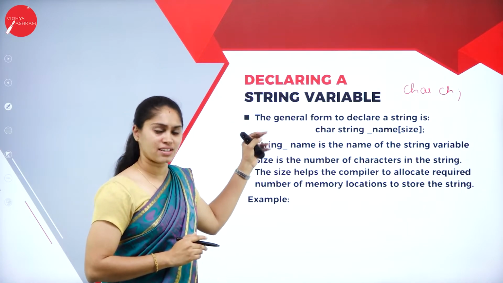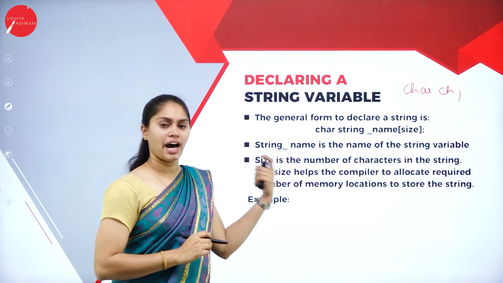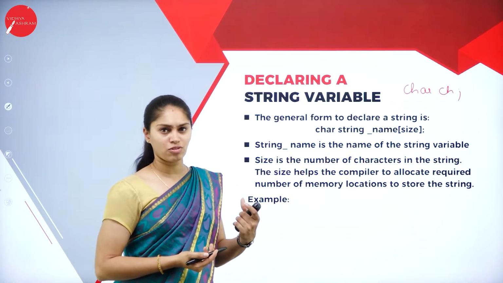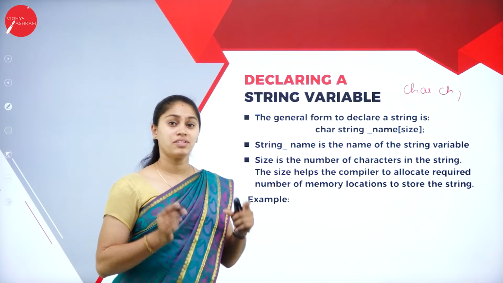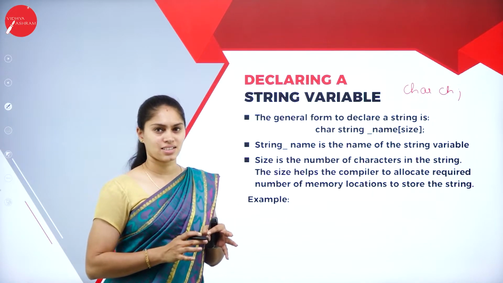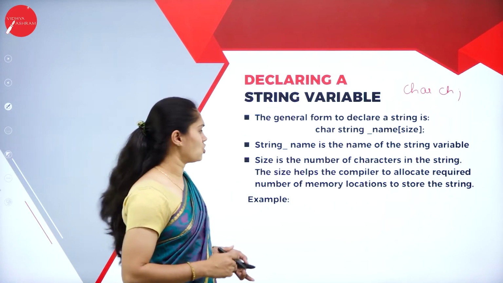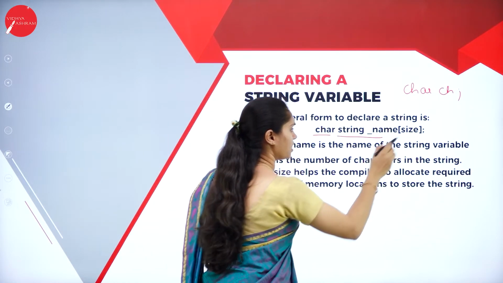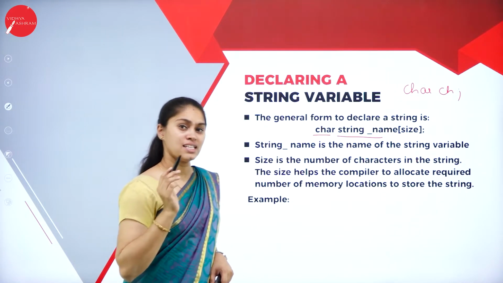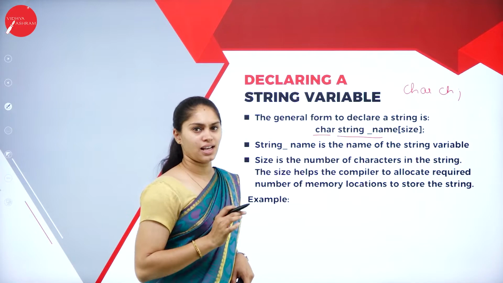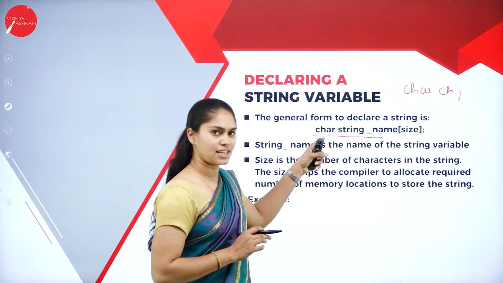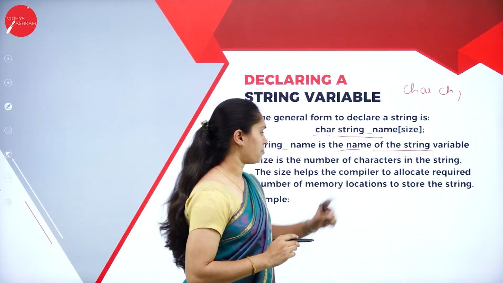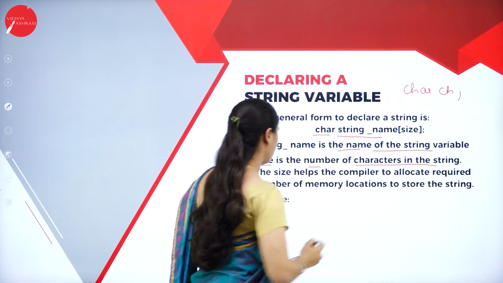If I want to have a string, that is a sequence of characters or an array of characters, how are we going to declare it? For an array, first I take a data type, then the name of the array, then within square brackets I take a size. Same thing we do for the string. So char is a data type, then I specify the name of the string, and within the square brackets I specify the size. Size represents the number of characters in the string.